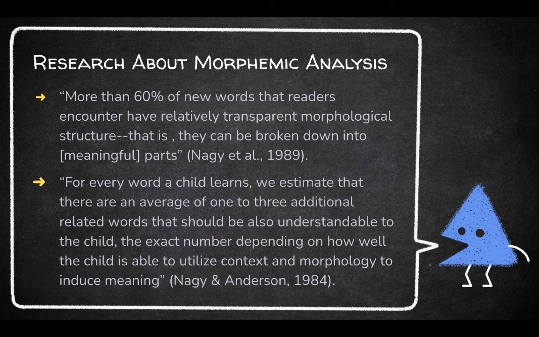Here's some research about morphemic analysis. More than 60% of new words that readers encounter have relatively transparent morphological structure. That is, they can be broken down into meaningful parts. For every word a child learns, we estimate that there are an average of 1 to 3 additional related words that should also be understandable to the child, the exact number depending on how well the child is able to utilize context and morphology to infer meaning.